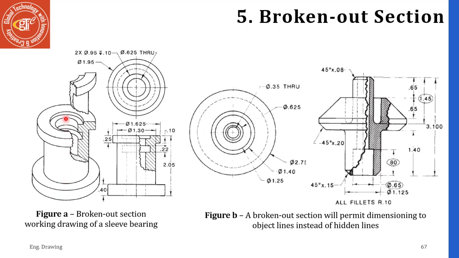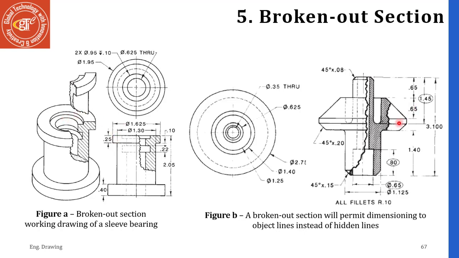While differentiating the broken out section view from the other kinds of sectional views, the other kinds of sectional views use the cutting plane line, and that line is actually used to draw the section views. But in the case of broken out section view, as no cutting plane line is used, that's why broken out section view is drawn on a multi-view drawing as shown in figure A.